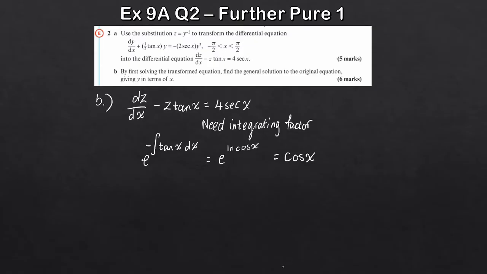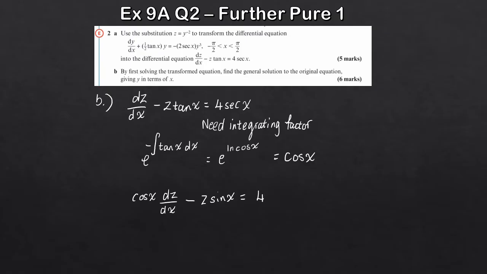So now we've got the integrating factor. We just multiply through by this integrating factor now. So what I've got here now is cos x dz dx. I have minus, so think about tan x, that's sin x over cos x. So if I've got cos x times sin x over cos x, the cos x's will just cancel, so I get left with z sin x. And then the other side, so that's 4 times 1 over cos x. So cos x times 4 over cos x, the cos x will just cancel again. So we get left with 4 on that side.